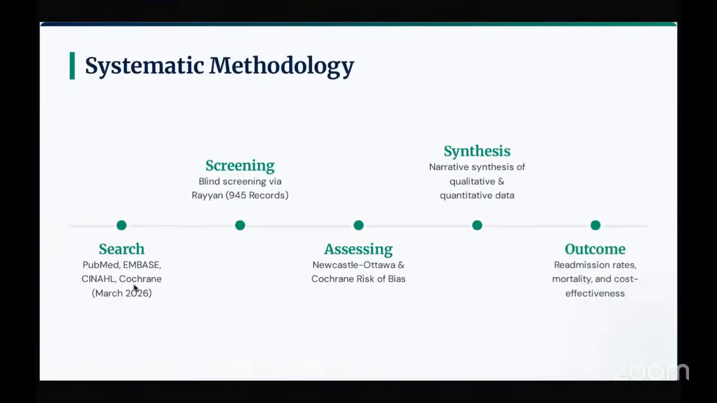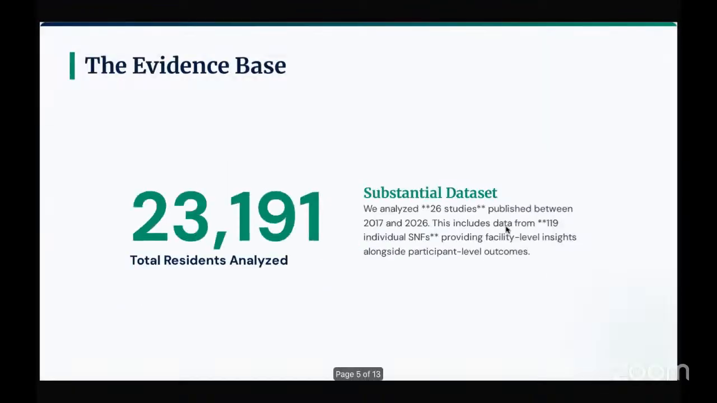Obviously, we searched articles. We had a very strict methodology adhering to PRISMA 2020. We searched PubMed and a lot of other places, and we implemented a double-blind screening process wherein we screened over 900 records and narrowed our pool down to 26 high-quality studies. By standardizing our data extraction, we were able to benchmark an average baseline readmission rate of 15% across these cohorts.